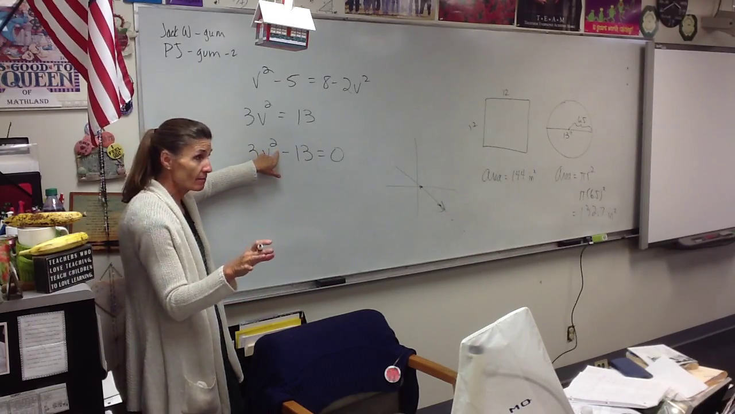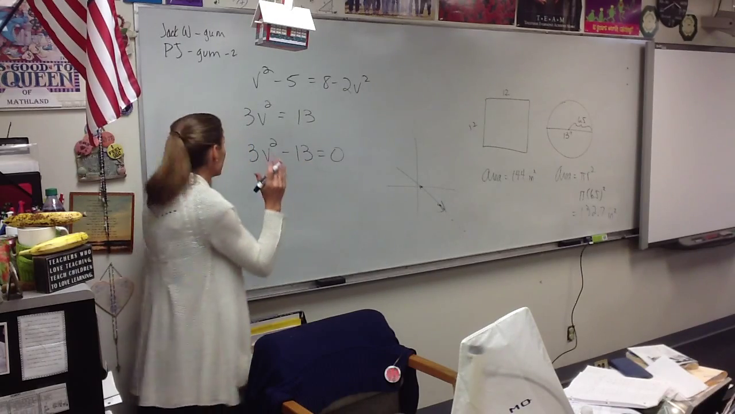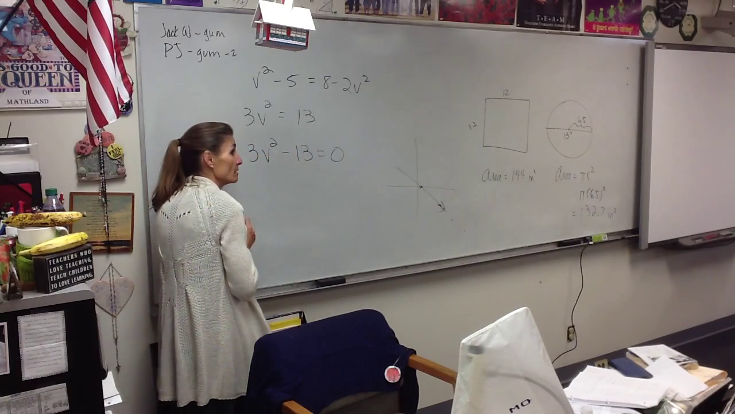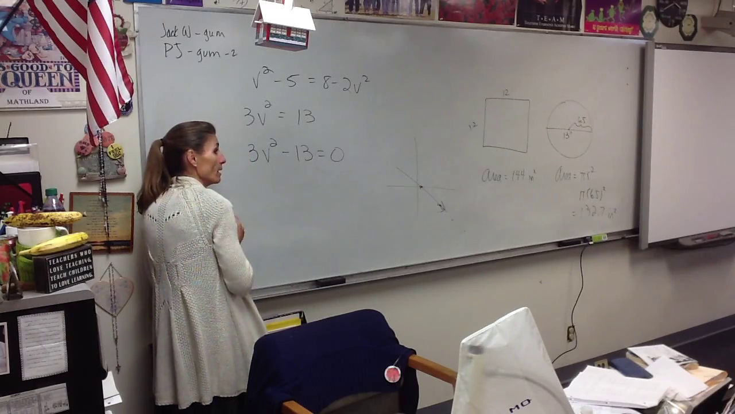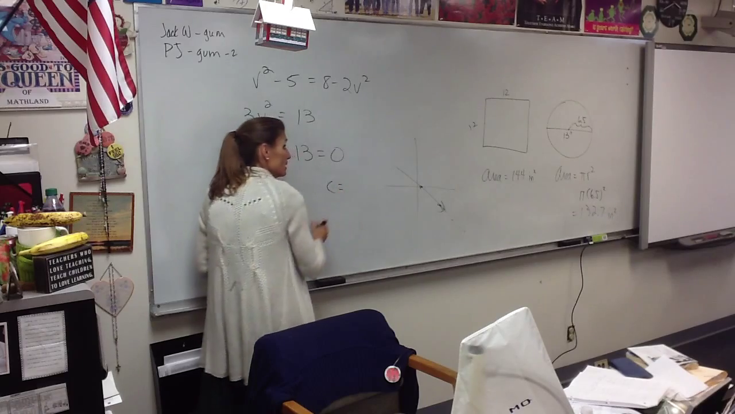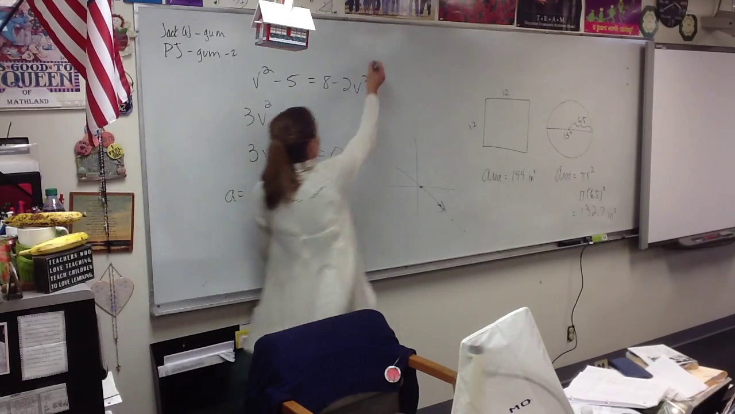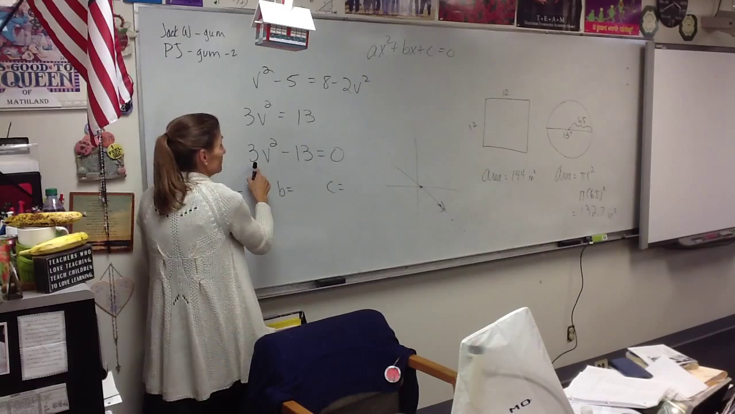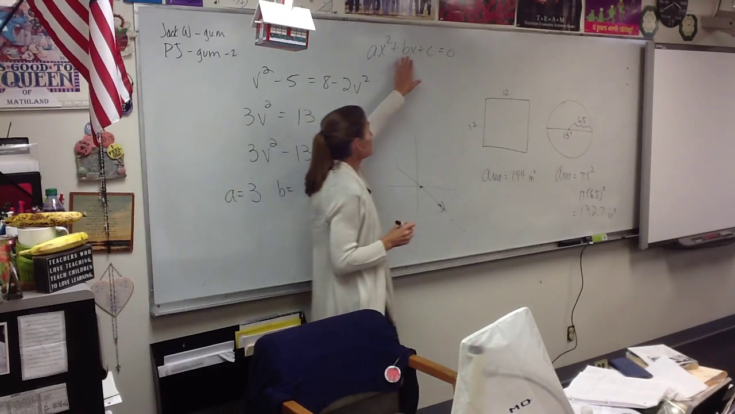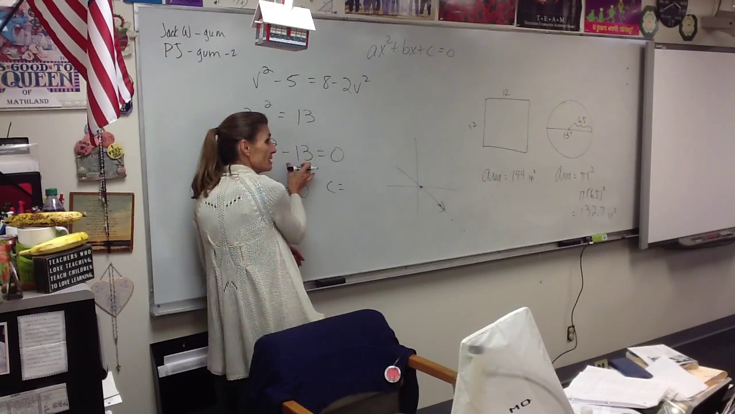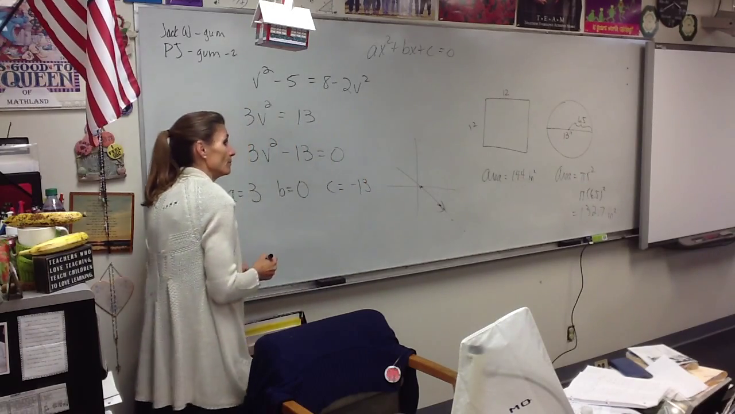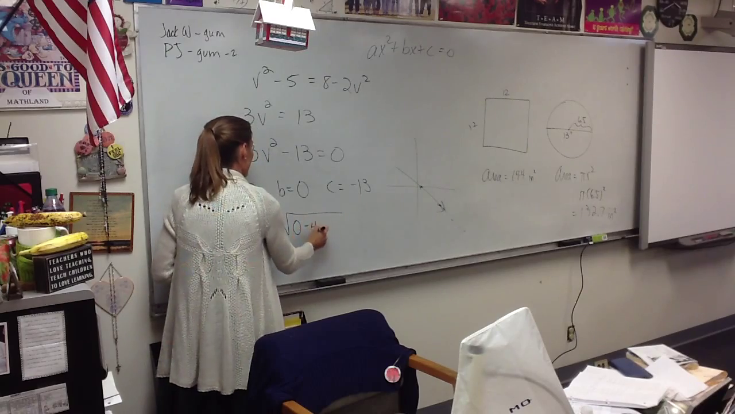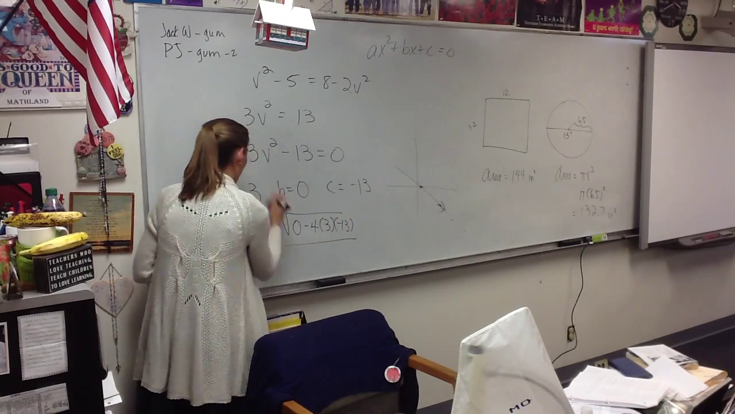Right? And if I don't know what else to do with a quadratic equation, I'm never going to get stuck, because what can I always do? The quadratic formula. Now, in order to do the formula, I need to know what my A, B, and C are. Remember, this is the normal format. So what's my A? What's my B? Zero. And my C is negative 13. So we'll have negative B plus or minus the square root of B squared minus 4AC all over 2A.